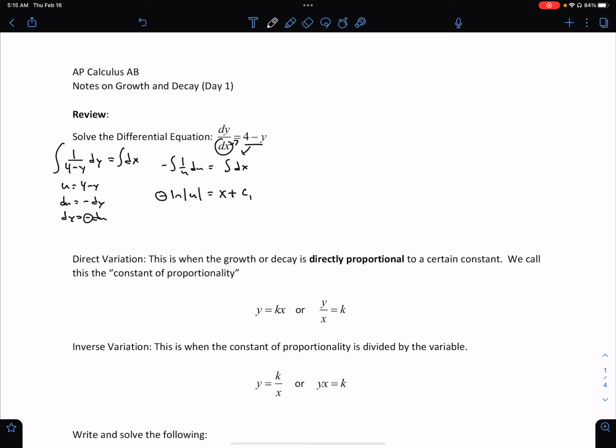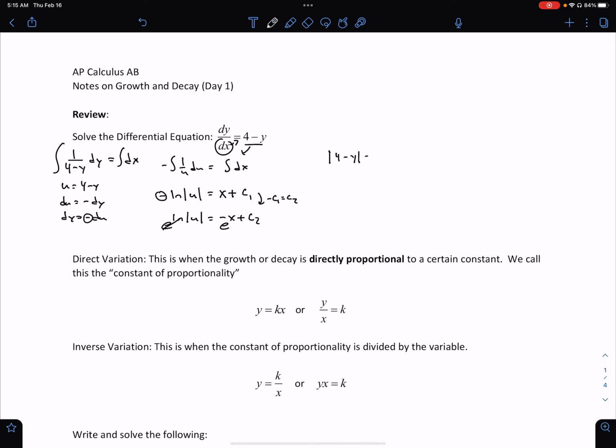We don't want this negative right here, so we're going to divide everything through by it, and that's going to give us the natural log of u equal to negative x plus c2. Now remember, we're just taking this negative c1 and calling it another constant. And when we exponentiate, the natural log disappears, so we're just left with the absolute value of u, and I'm going to sub my u back in.